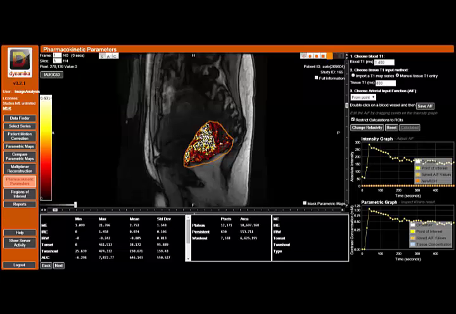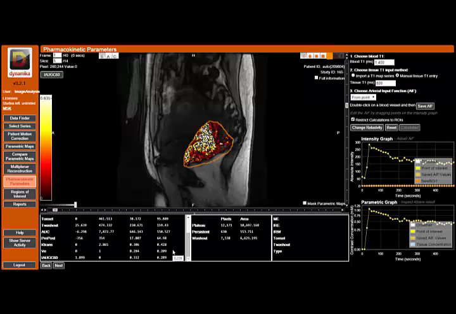So there you are. That's essentially how you run through and set up the parameters to calculate pharmacokinetic parameters on a dynamic series. All of the numbers that are calculated are reported, as can be seen down here. K-trans, VE, and the initial area under the curve are all reported along with the parametric, and they can be saved to Excel files or in PDF reports, as can all the other stuff.